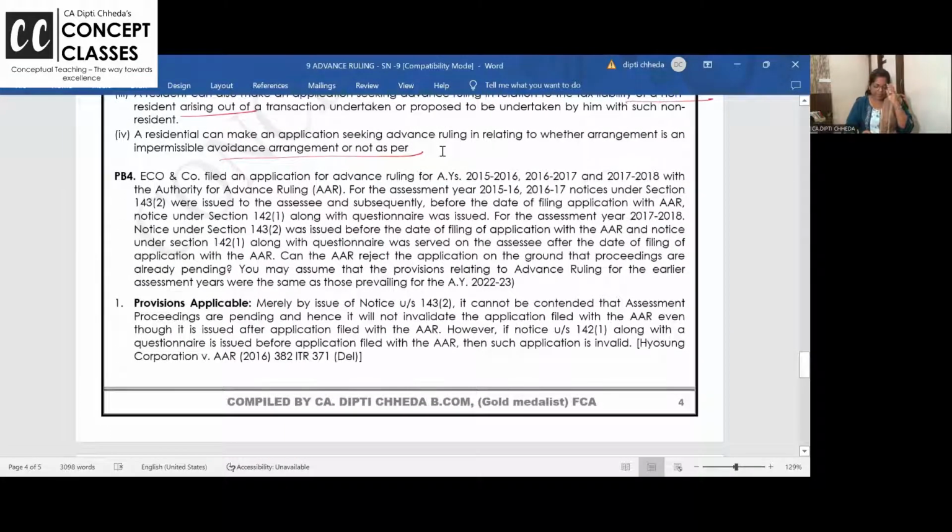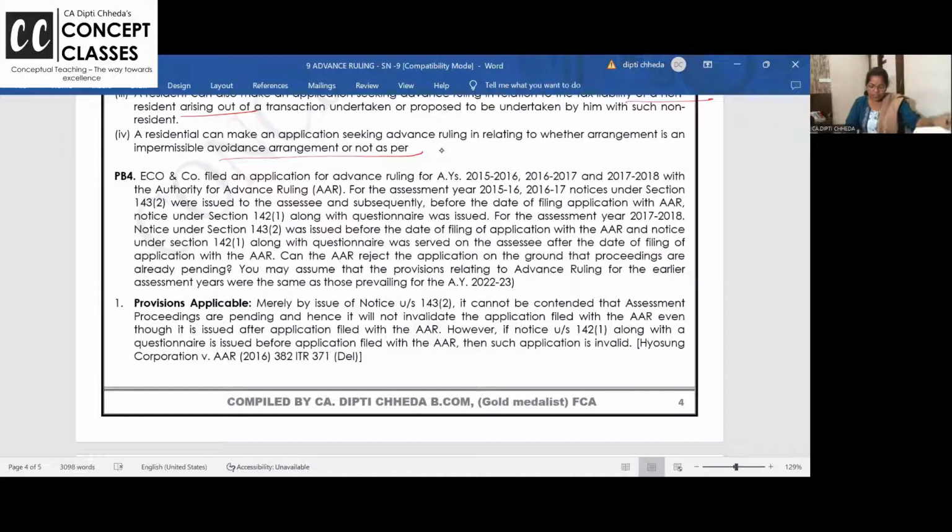Okay, next. This was already asked in the exam, so I have taken it as it is. Nice question. This E-company filed applications for advance ruling for assessment years 15-16, 16-17 and 17-18 with the Authority for Advance Ruling.